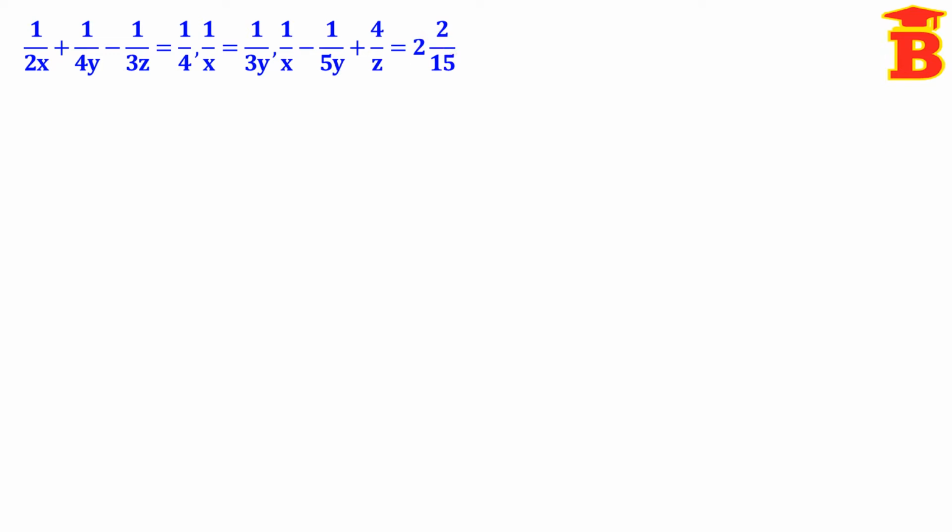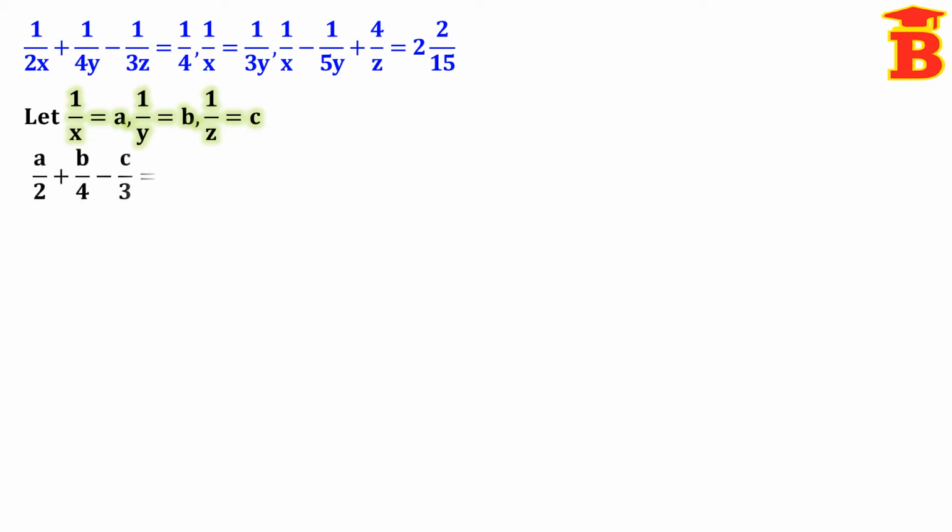In this system of equations, we have the variables in the denominator, that is 1/x, 1/y, 1/z format. For that we have to take them as a, b, c. So let 1/x equal a, 1/y equal b and 1/z equal c. Now let us rewrite the given equations.